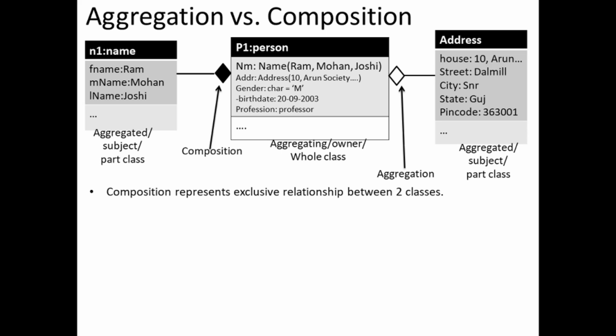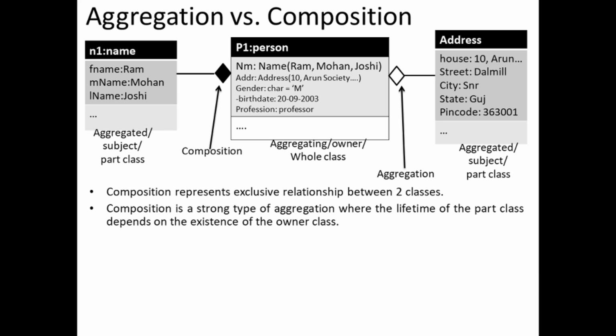So when there is a non-exclusive relationship, it means both classes are independent. So if you remove P1, then it will not remove address, but that is not so in N1 and P1. If you remove P1, then it will automatically remove the N1 object related to name. It is because it is a strong type of relationship. So when you delete one, it will delete the other also.